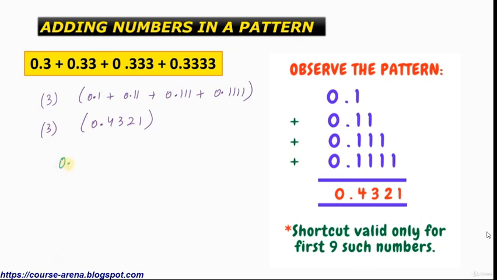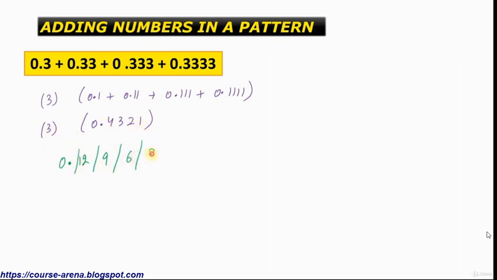So 3 into 0 is 0. 3 into 4 is 12. Then 3 into 3 is 9. Then 3 into 2 is 6. And lastly 3 into 1 is 3. So this is a very simple one. All we need to do is take this 1 carried over and we are going to get 1.2963, and that is our final answer for this question.